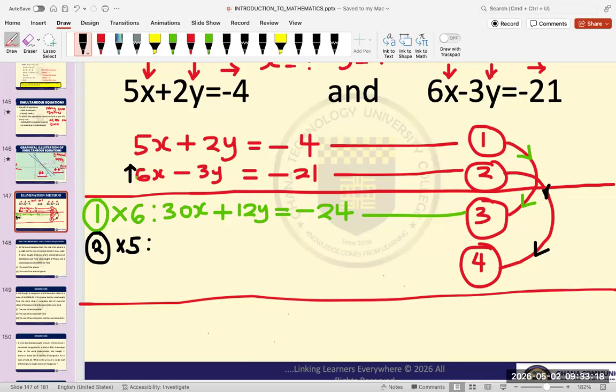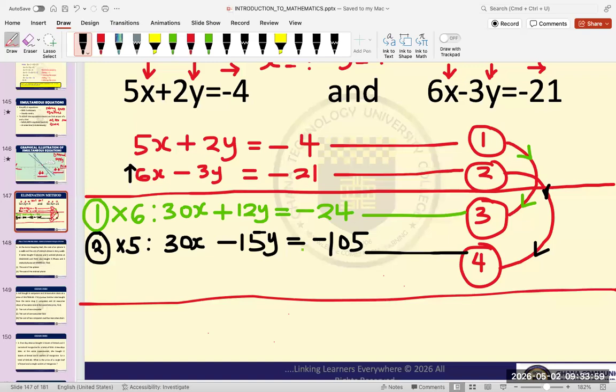So you pick equation 2. You have 5 multiplied by 6x. That will give you 30x minus 5 multiplied by 3y. You have 15y equals 5 multiplied by negative 21. You have negative 105. And this becomes your equation 4.